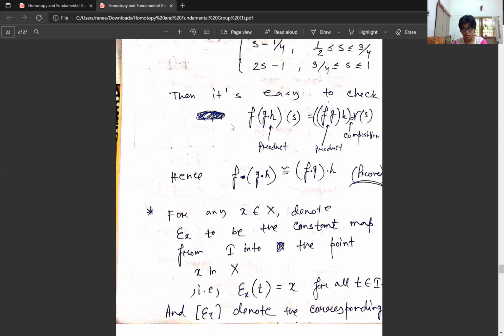If f composed with g composed h will not be... this is the associativity of two homotopy classes, right? Not just like that; the associativity holds for the homotopy classes, right? That's the important point I was trying to mention.